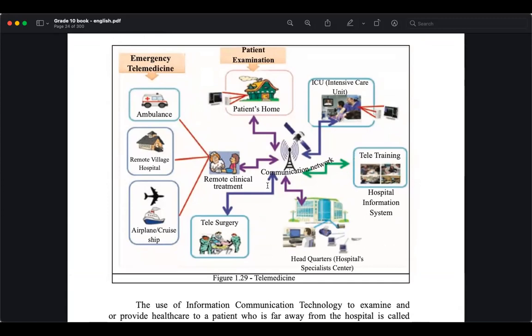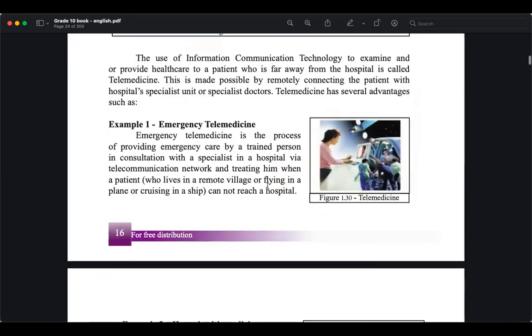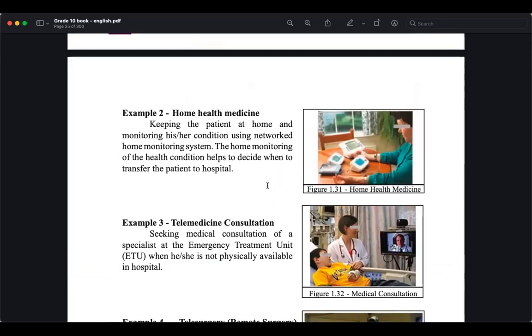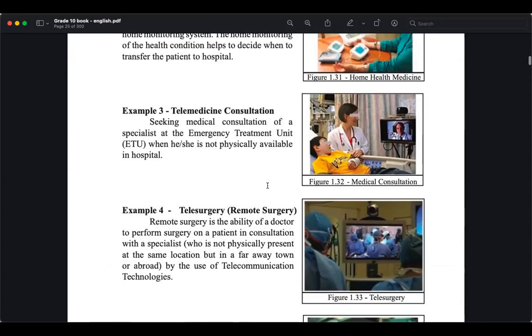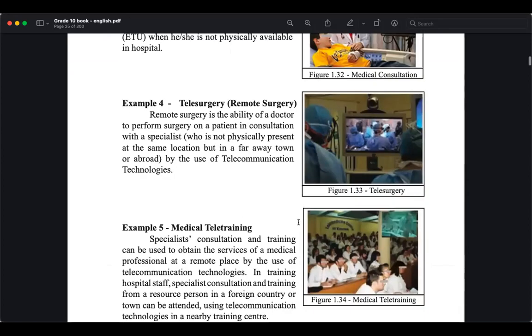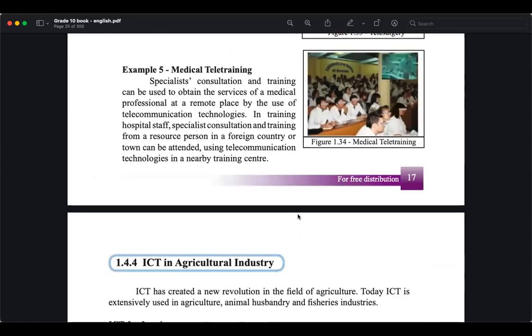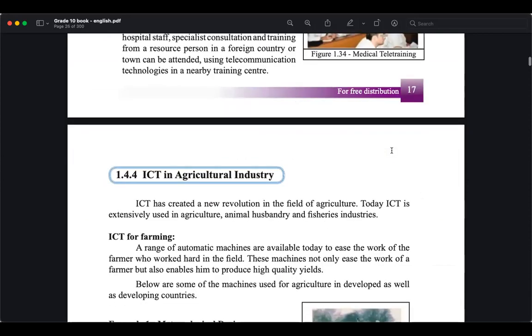Teletraining, patient recording systems, right? Emergency telemedicine, like dialing 1990, ambulance services, and many other things, right? All these things, remote surgeries, I have explained. Telemedicine, medical teletraining, where now you train remotely, like a conference.